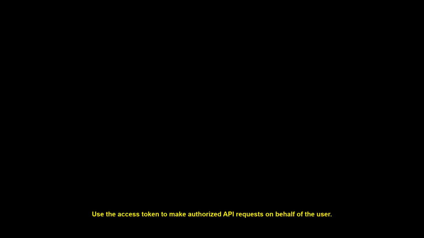Use the access token to make authorized API requests on behalf of the user. Keep in mind that access tokens have an expiration period. Utilize the refresh token to obtain a new access token when needed. Ensure your app handles token expiration and refresh seamlessly. With these steps, your mobile app should be successfully integrated with Coinbase OAuth for user authentication.